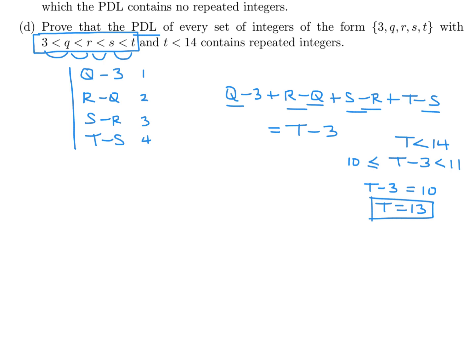Okay. All right. So if that's the case, I think we can figure out everything else. If T is 13, then T minus S is 4, so that means S would be 9. And then S minus R is 3, so that means R is 6. And then R minus Q is 2, so Q would be 4. So my list is 3, 4, 6, 9, and 13. That's my list of numbers. And what did they ask? Show that it can pay. Okay, so the entire PDL has to contain repeated numbers.